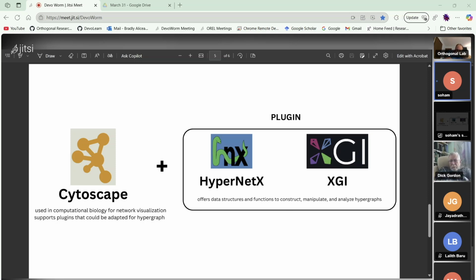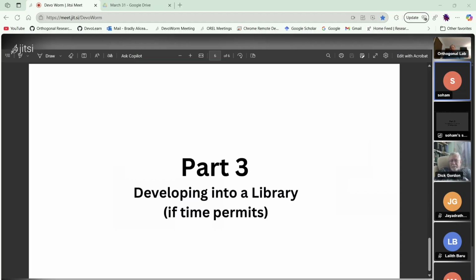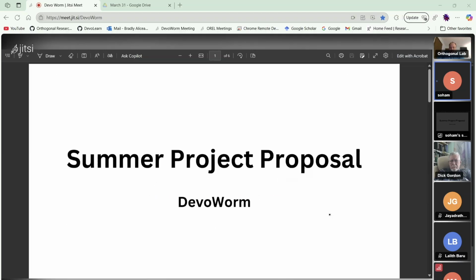Then I have a third part of the project which converts the whole thing into a library. But I don't think we will have enough time to cover that, so I have it in the time-permits section. So yeah, that's it. Thanks for your time.